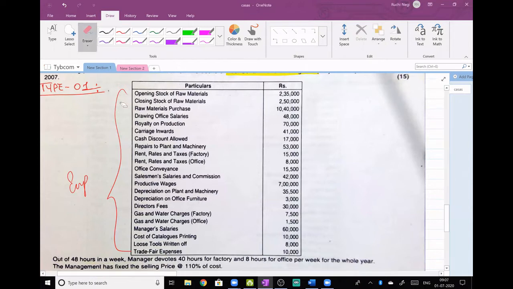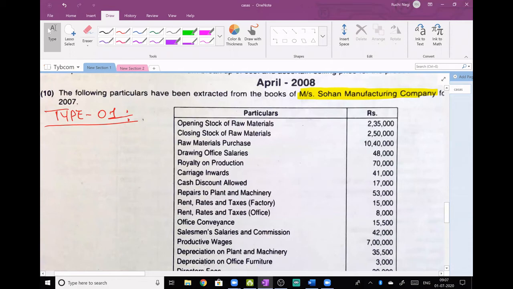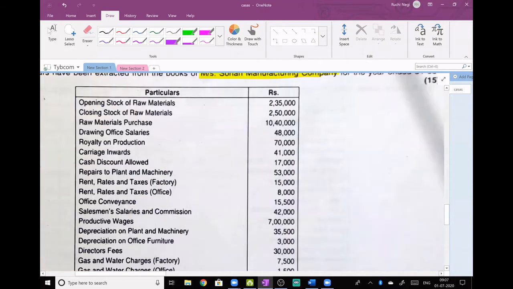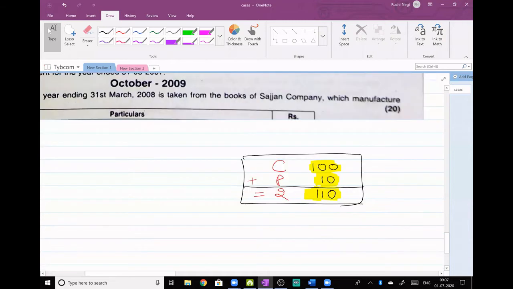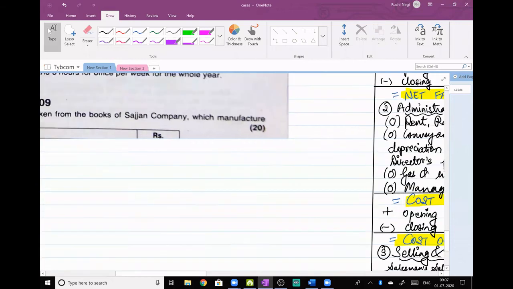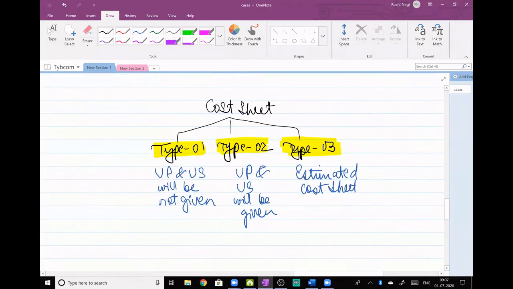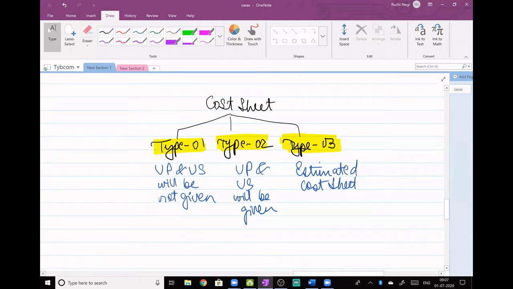Now coming to the next part of the question. So let us identify this cost. If you could see here, I have written type 1. So dear, as per your syllabus, you have 3 types of cost sheet. So that I have written here. You can make a note of this, beta. Note this down. Your cost sheet syllabus is divided into 3 types: type 1, type 2, type 3.